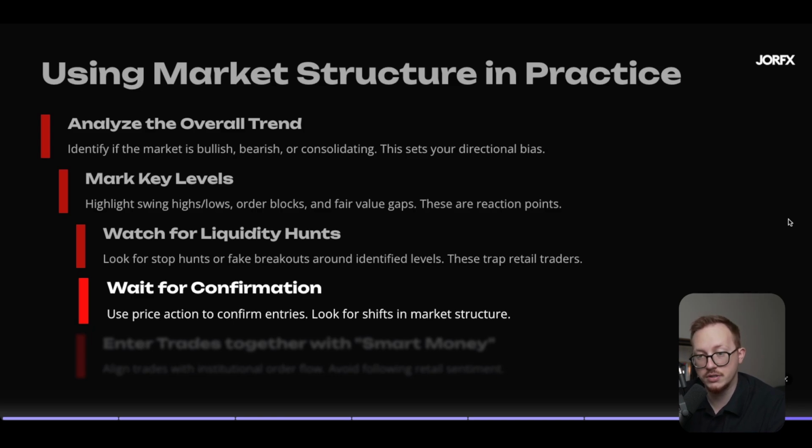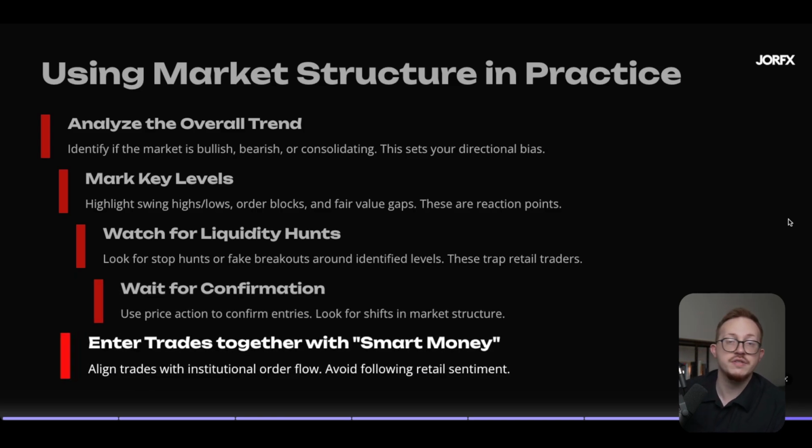You want to wait for confirmation, use price action to confirm entries, and look for shifts in market structure. Then you want to enter trades together with smart money, right? Following that same direction. Align trades with institutional order flow. Avoid following retail sentiment.